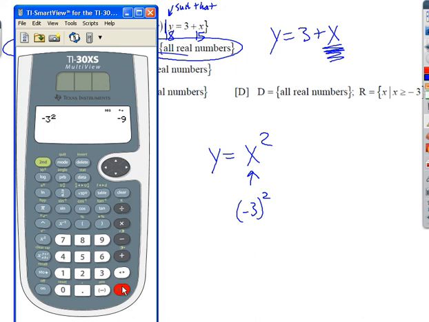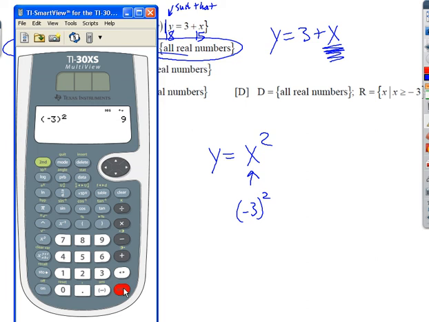Someone's going to think, oh wow, I didn't know that. -3 times -3, I thought it was +9. Well, here's the problem with these calculators. Watch out for this: it's doing a little order of operations here. It's doing this exponent before it applies this negative. I need to put that -3 in parentheses and square that, so it's squaring the entire number with the negative. So really, -3 squared is 9.